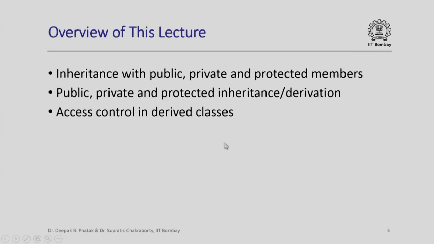In this lecture, we are going to see inheritance with data members that have access control defined by public, private or protected keywords. This protected is a new keyword that we are encountering now and we will soon see what this means. We will also see what inheritance or derivation in the public, private and protected mode means, and together these two things will actually determine how you control access of data members and member functions in derived classes.